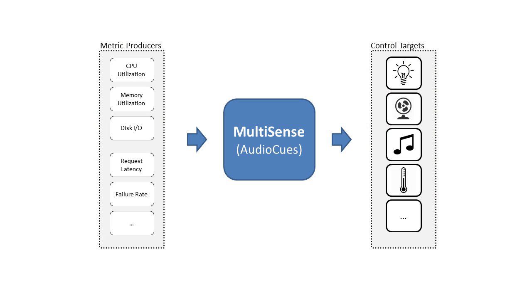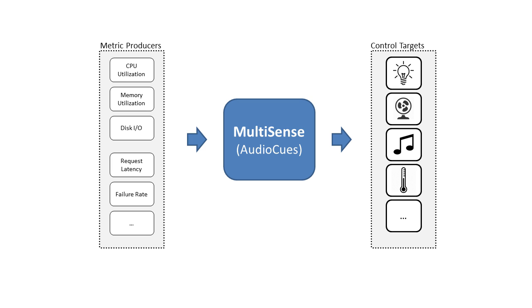On a high level, our system can be divided into three parts. On the left we have the metric producers. They offer monitoring data for different metrics like CPU utilization of a single virtual machine or request latencies of a database server. On the right we have the control targets. These are environmental parameters, for example music output or lighting, that can be controlled within the scope of our system. In the middle we have multi-sense, which basically forms the glue code in between metric producers and control targets.